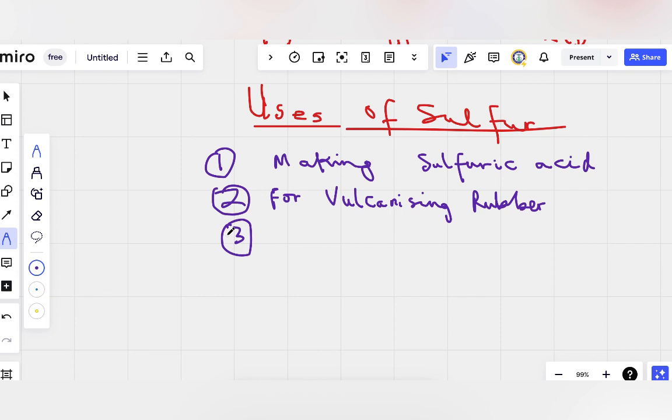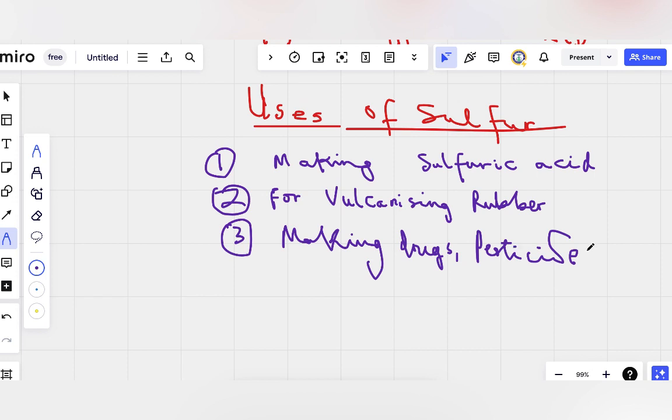Sulfur is also used for making drugs, pesticide, dye, matches, paper, so on and so forth. Sulfur is used for making drugs, medicine. Not only drugs, but pesticides for killing pests in our farmland. Used for making drugs, used for making pesticide, and used for making paper, dye, matches, the matchstick.